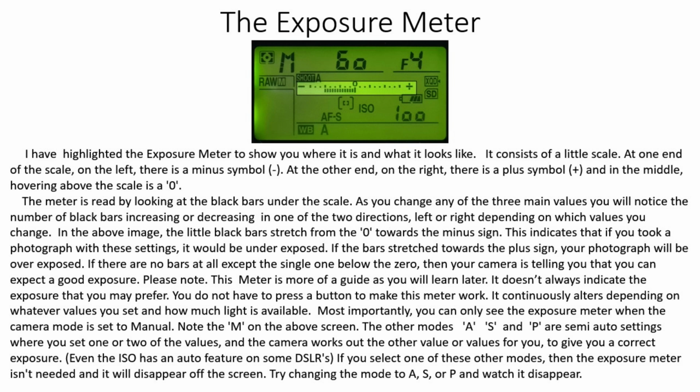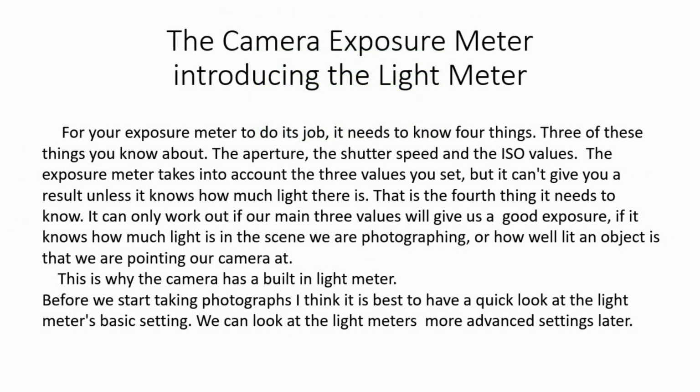Even the ISO has an auto feature on some DSLRs. If you select one of these other modes, then the exposure meter isn't needed and it will disappear off the screen. Try changing the mode to A, S, or P and watch it disappear. A handy feature is the fact you can see the exposure meter as you look through the viewfinder. The camera exposure meter introducing the light meter.